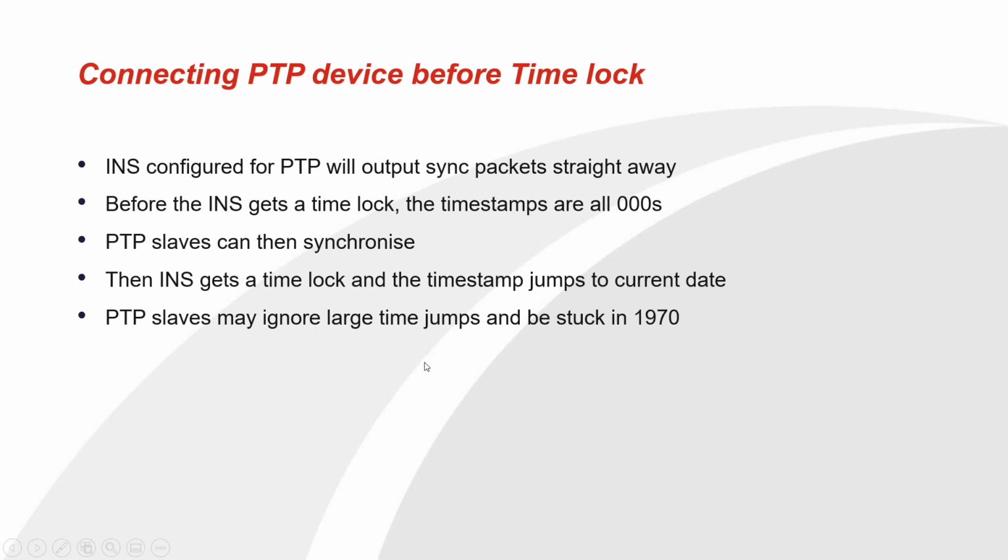And then when the INS does actually get a time solution, the time on the INS side will jump to 2021. But some PTP slaves ignore large time jumps, so they won't follow the PTP master into 2021, and instead it will just stay stuck in 1970. The workaround for this issue is to make sure that your INS is connected to the antennas and receiving signals before you actually connect your PTP slave to it.